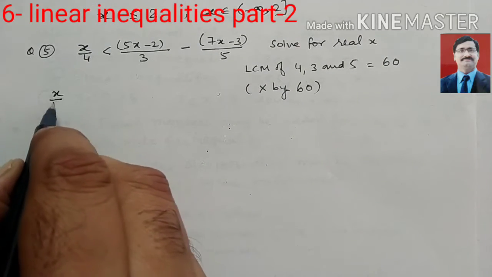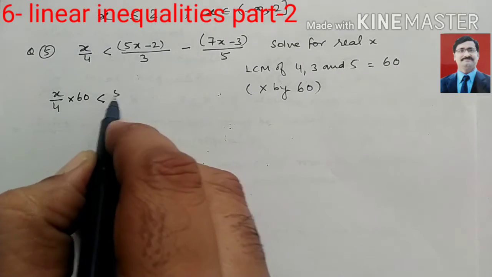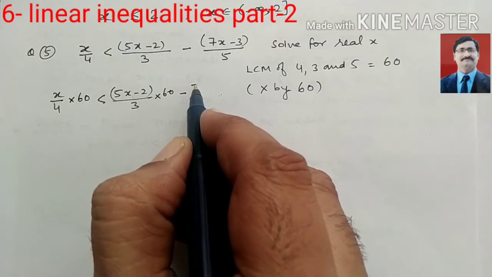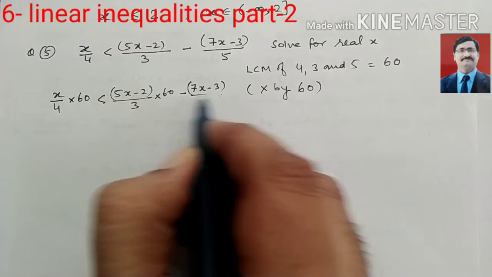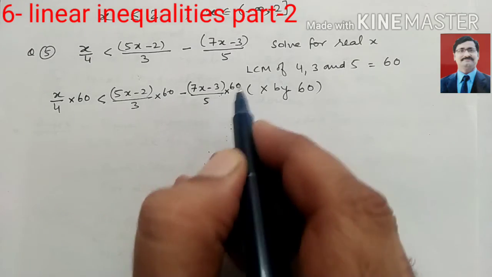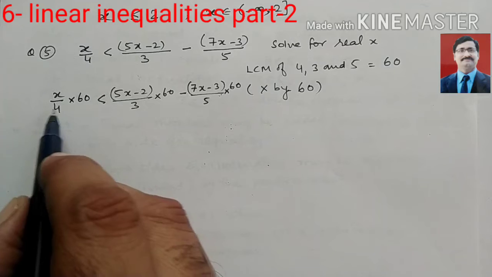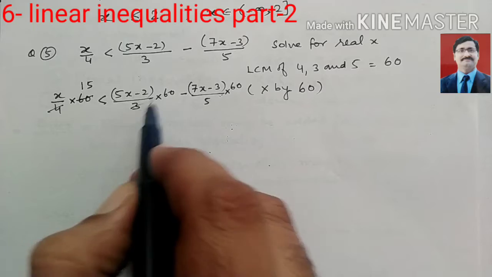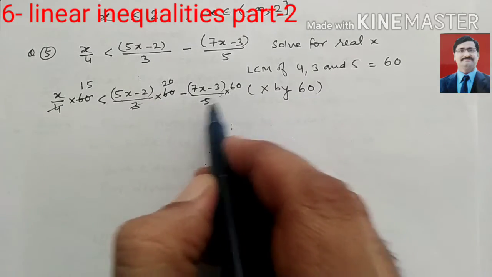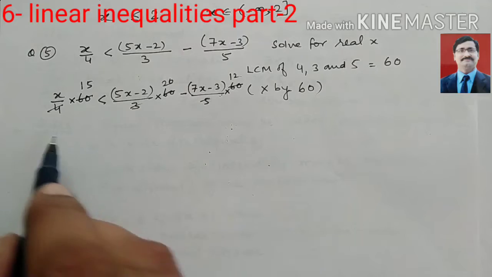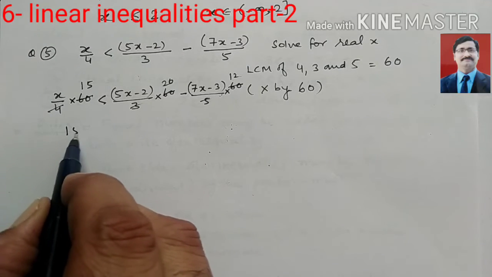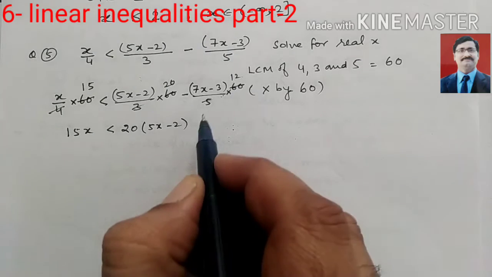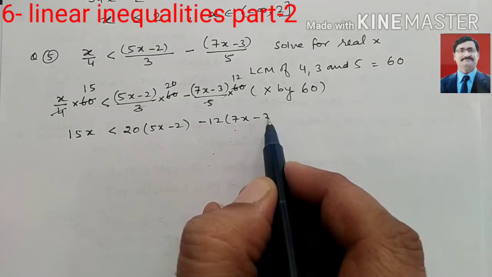We get x/4 into 60 is less than (5x minus 2)/3 into 60, minus (7x minus 3) whole bracket upon 5 into 60. All these we multiply by 60. Now we cancel: 4 fives are 20, 3 twenties are 60 and 3 times 20 gives 20, and 5 twelves are 60. So we get 15x is less than 20(5x minus 2) minus 12(7x minus 3).